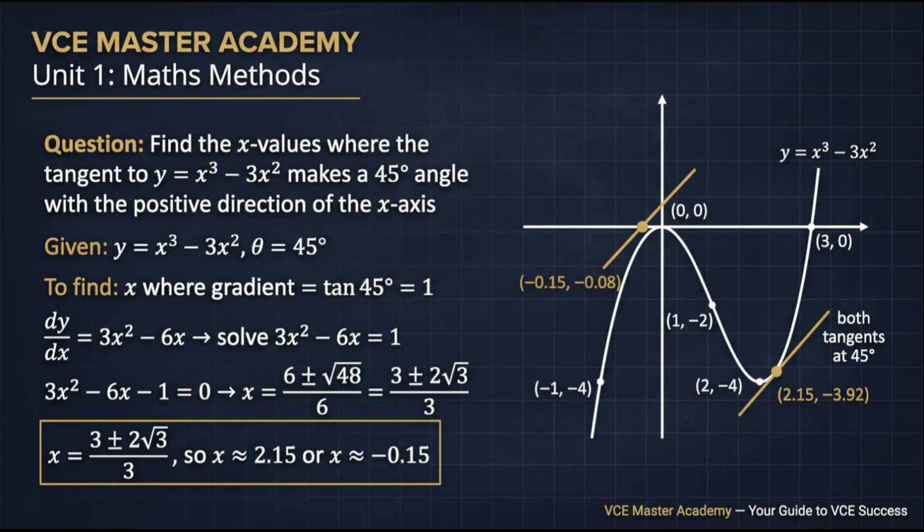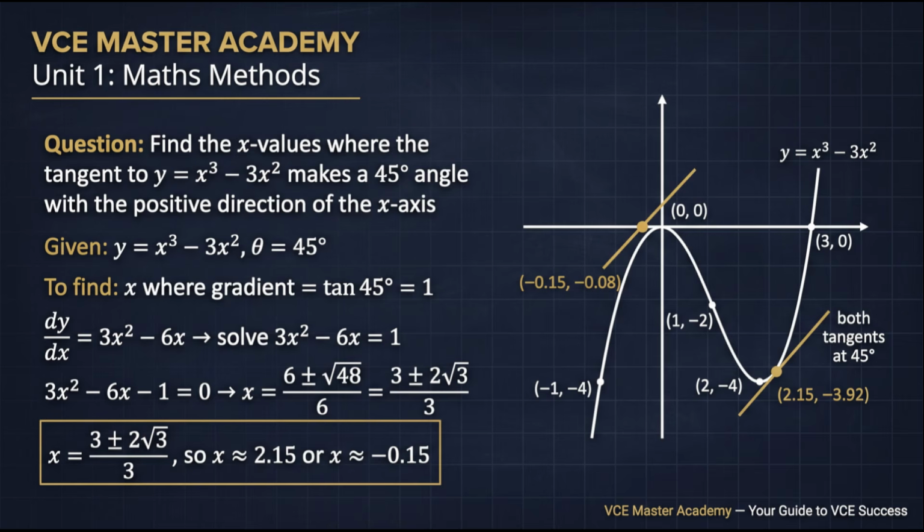Now the 8R question, and notice the flip. Last board they gave the point and asked for the angle. Now they give the angle, 45 degrees, and ask, where on the curve does that happen? The curve is y equals x cubed minus 3x squared. Translate the angle first. 45 degrees means the gradient is tan of 45, which is exactly 1.